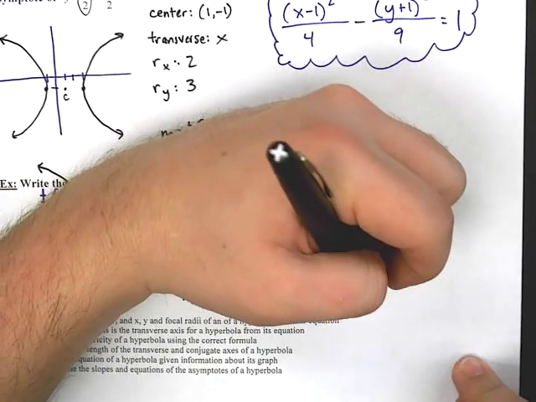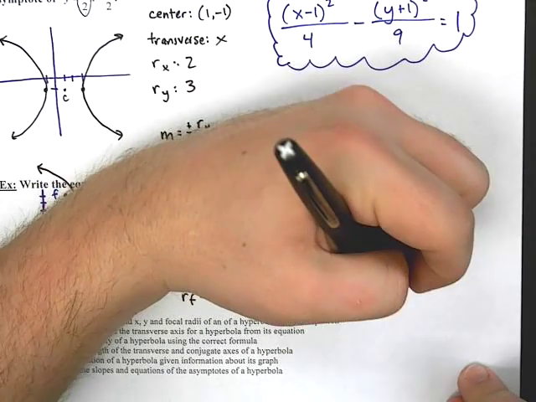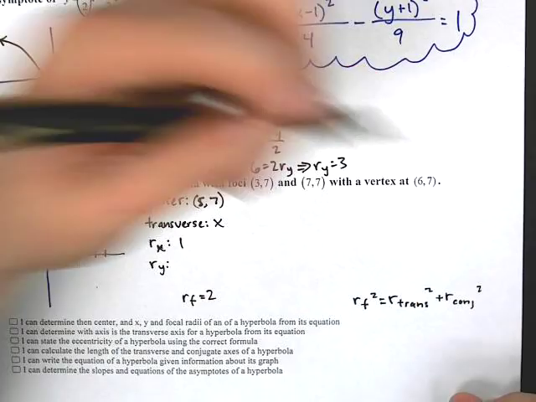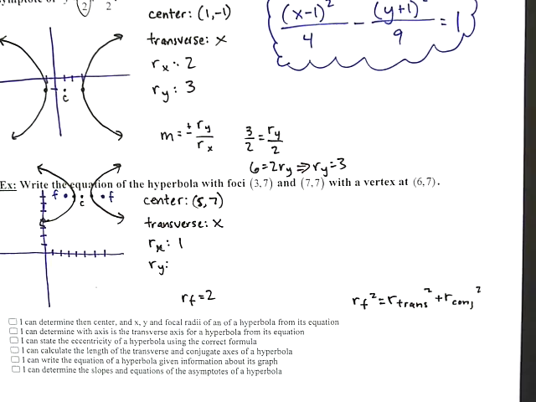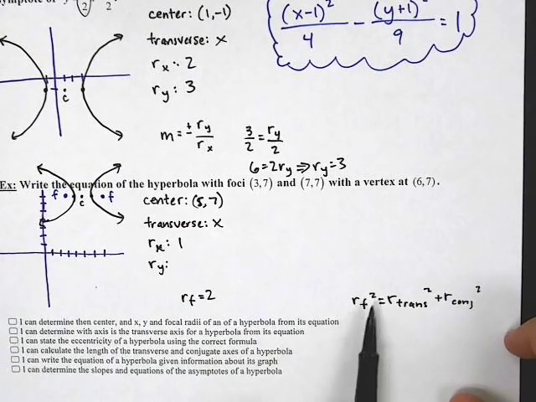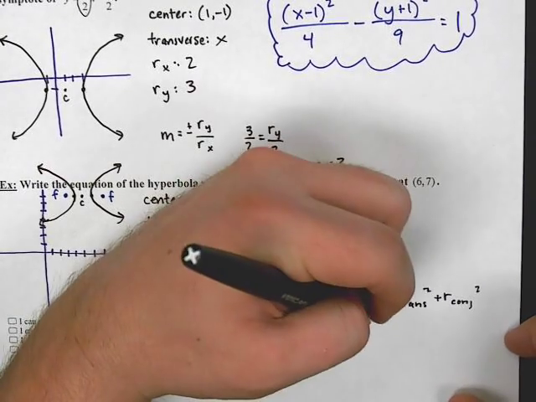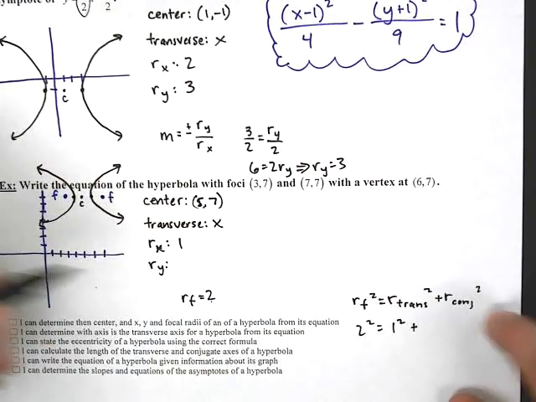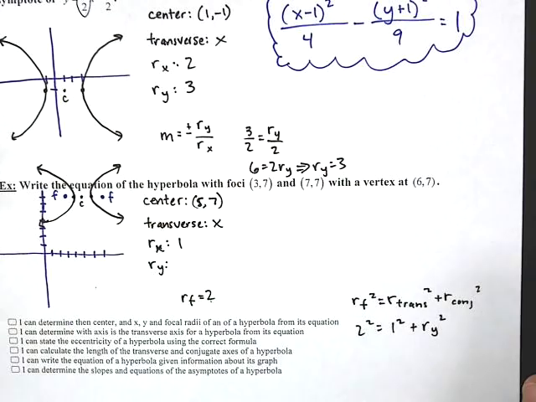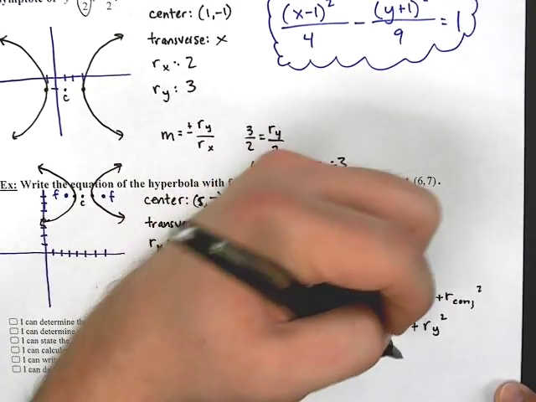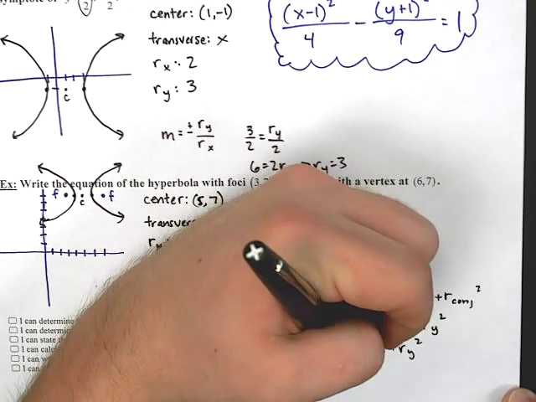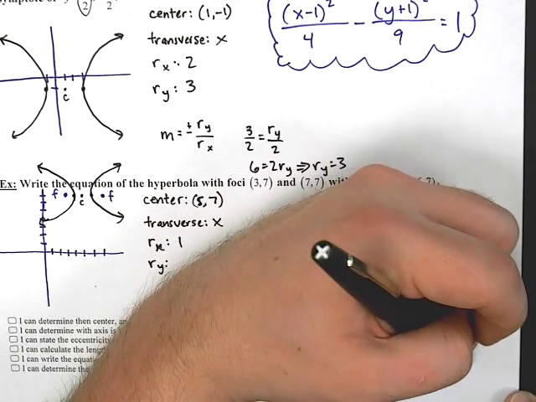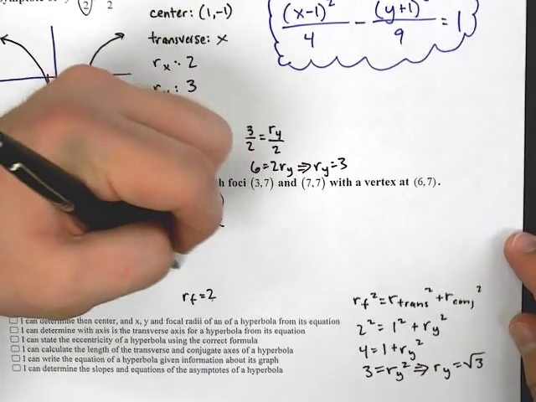Well, I can use this equation down here at the bottom. r sub f squared is equal to r trans squared plus r conjugate squared. Well, let's plug in what we know. R sub f is 2, so 2 squared. Our transverse is x, so 1 squared. I know the conjugate is going to be y, so r sub y squared. Clean this up. 4 equals 1 plus r sub y squared, or 3 equals r sub y squared, or r sub y is equal to the square root of 3. And guys, now we're done.